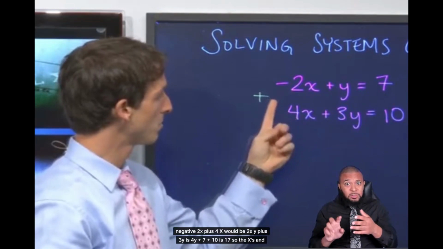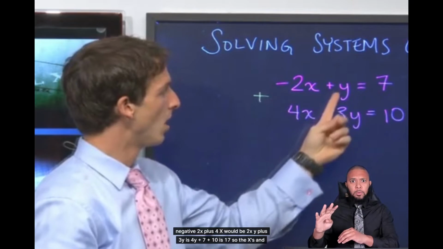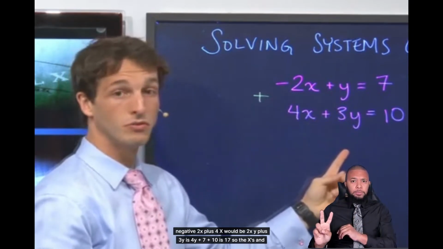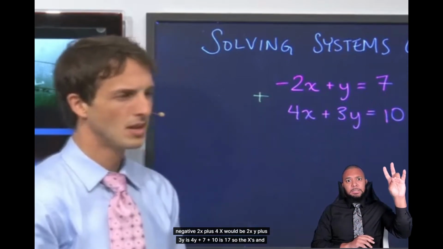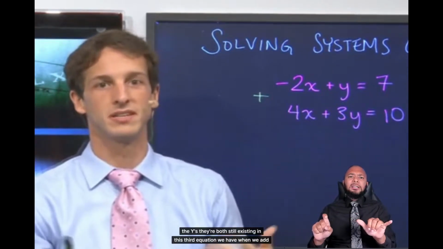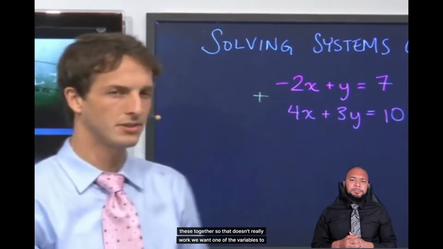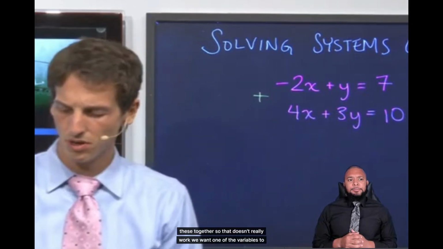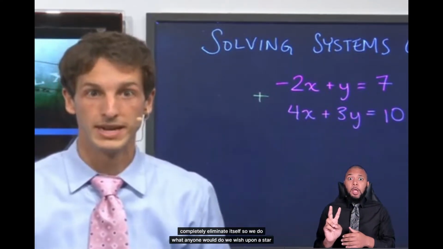Well, negative 2x plus 4x would be 2x. y plus 3y is 4y. And 7 plus 10 is 17. So the x's and the y's, they're both still existing in this third equation we have when we add these together. So that doesn't really work. We want one of the variables to completely eliminate itself.